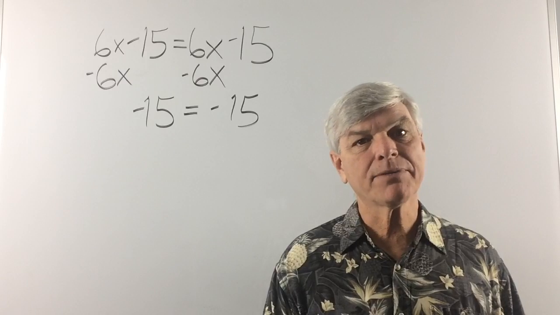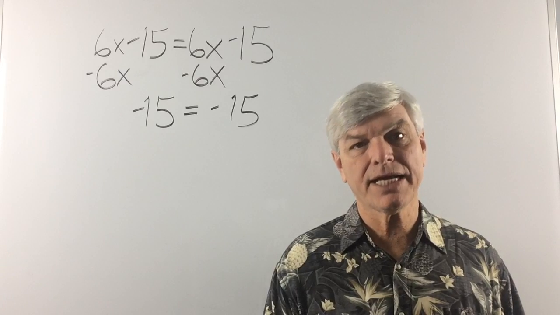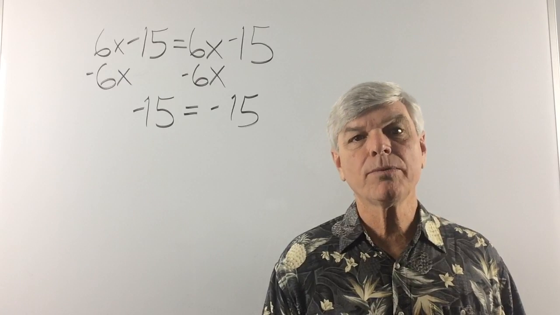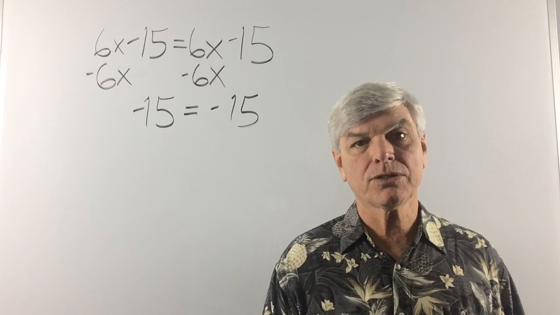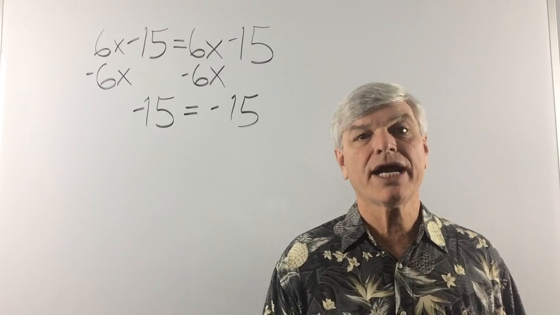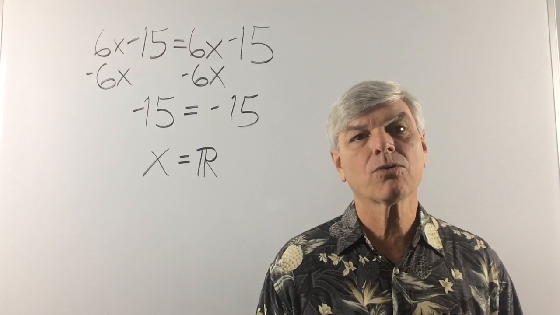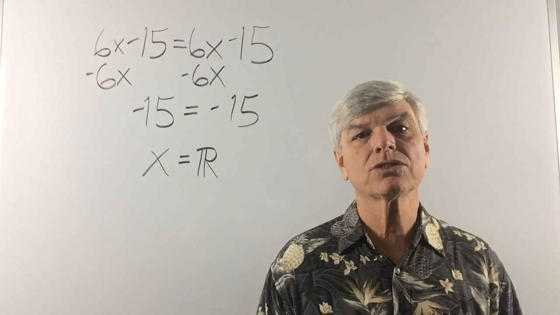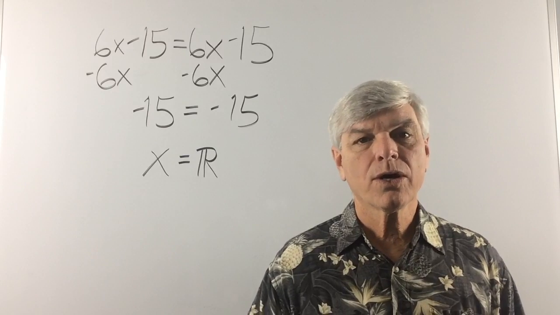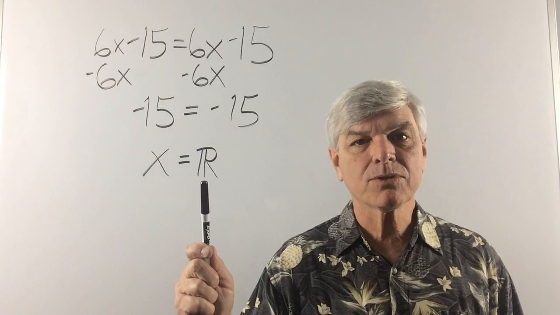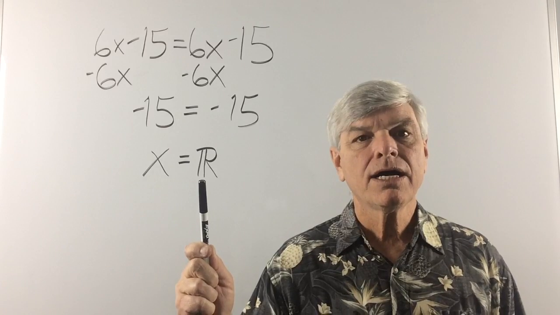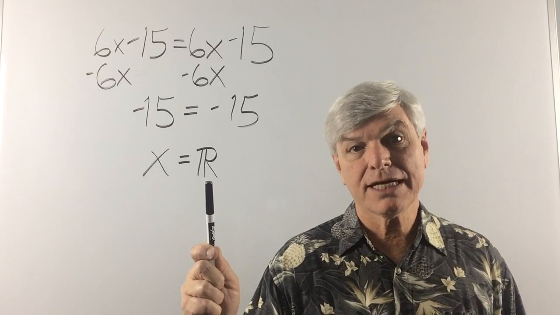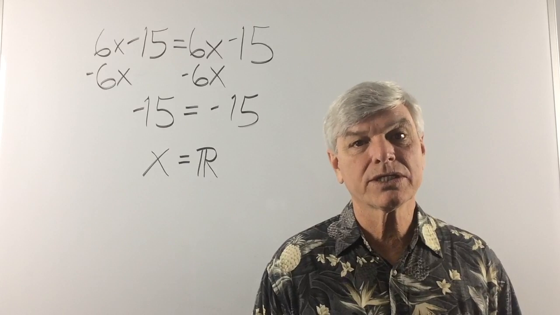Now, when this happens, when our variable is eliminated, that means you will be able to plug any number into x, and it will be true. Then the answer for x equals all real numbers. Now you can write x equals all real numbers, or you can use this funny symbol right here that has 2 bars before the r. That's what that means. That funny r there means all real numbers.